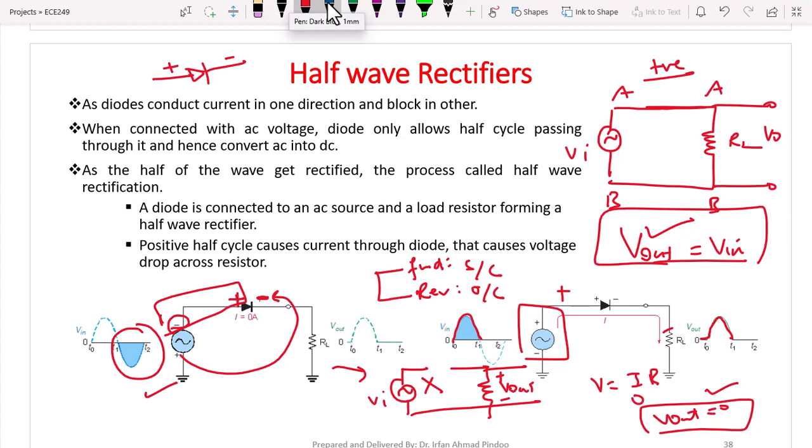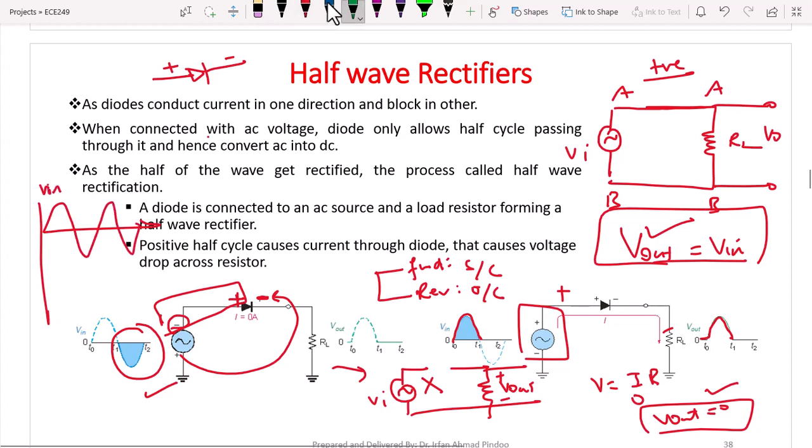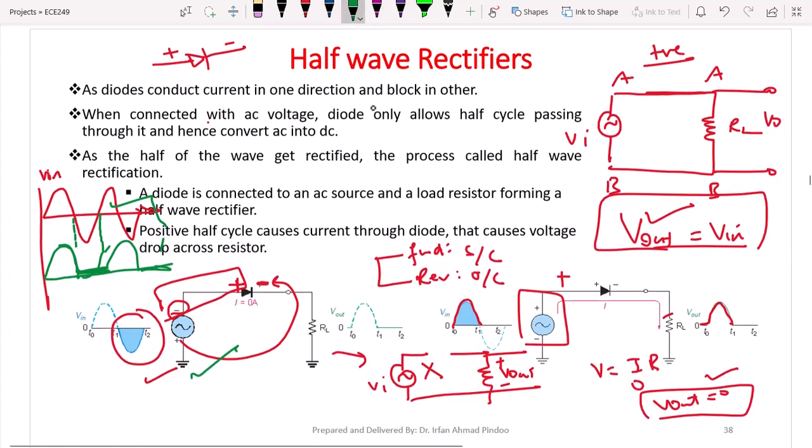So suppose we are plotting the voltage also and the current also. Suppose I will show here, this is V in for us. So how to plot the output? For the positive half, what was our conclusion? V out and V in are the same. So we will plot it like this for the positive half. And what happens in the negative half cycle? V out is 0. So until we have this negative half, the voltage will remain 0. And the same thing will continue for all the cycles. So this is the half wave rectifier explanation.